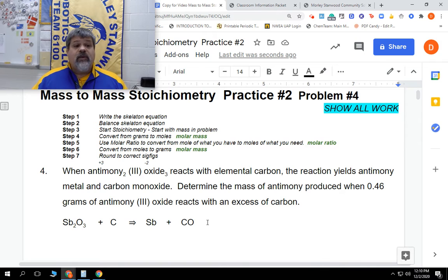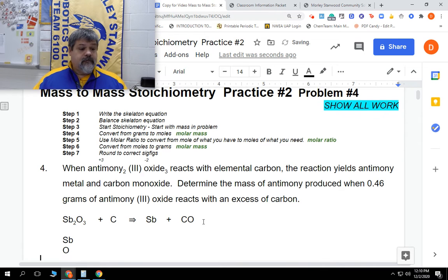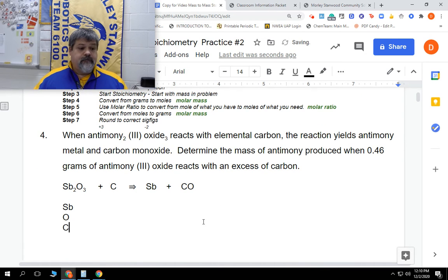So now what do we need to do? We need to balance it. That's what it says right here. Step 2, balance the chemical equation. So we're going to do that by coming down here, and we're going to put on what we have each one. So I have antimony, I have oxygen, and I have carbon.